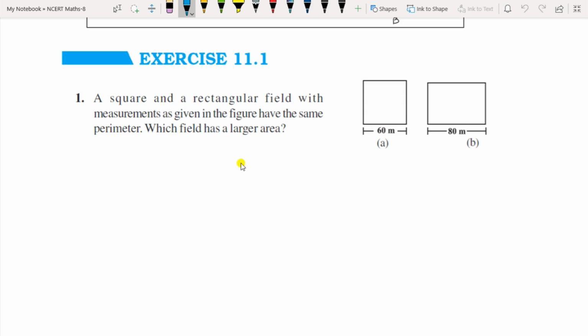So let us solve, first for the perimeter of the square here. Okay, first one, perimeter of square.